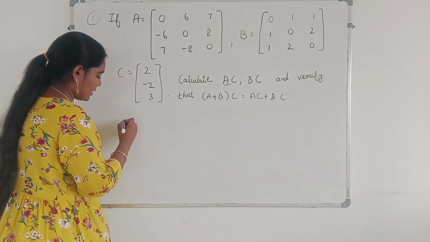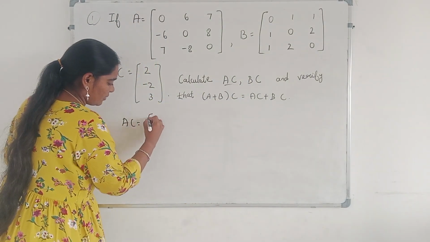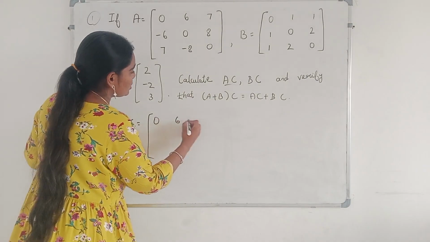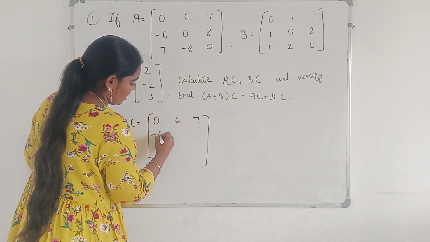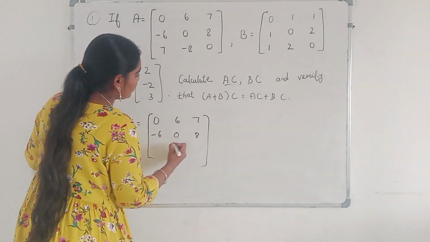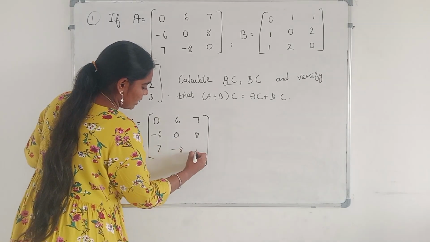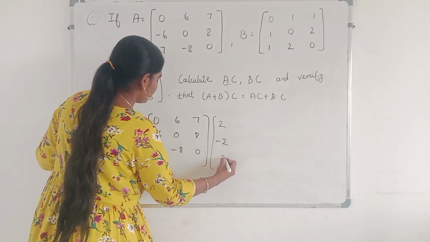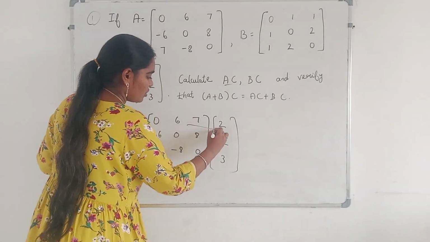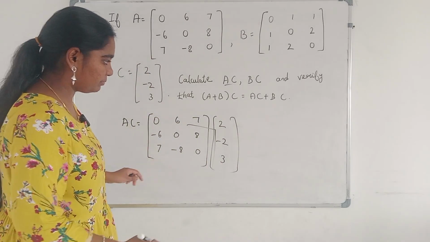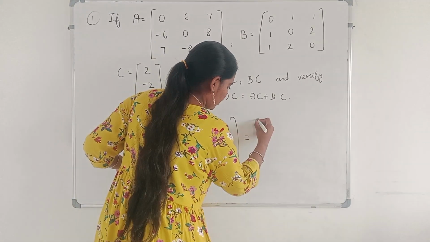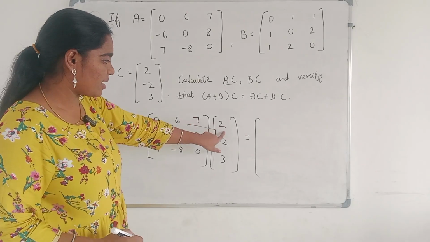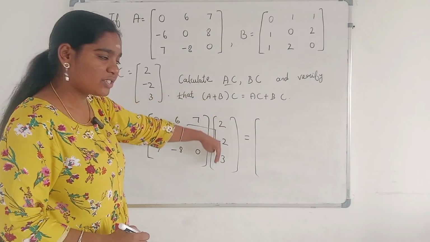So first calculating AC. AC equal to, first write the matrix A: 0, 6, 7, minus 6, 0, 8, 7, minus 8, 0. Next C value, 2, minus 2, 3. So we are calculating the value of AC. AC equal to this first row multiplied with this first column.